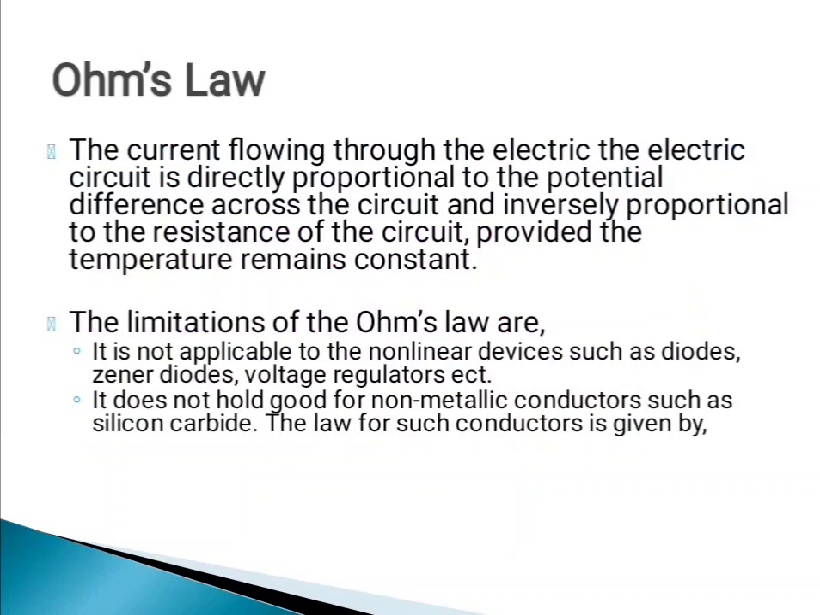Here, as the voltage is directly proportional, I is directly proportional to V, so I is equal to V by R is the equation of Ohm's law. We can also write it as V is equal to IR. As per this, current is directly proportional to the voltage and inversely proportional to the resistance, that is, I is equal to V by R, where R is the constant. It is also known as the resistance of the conductor.